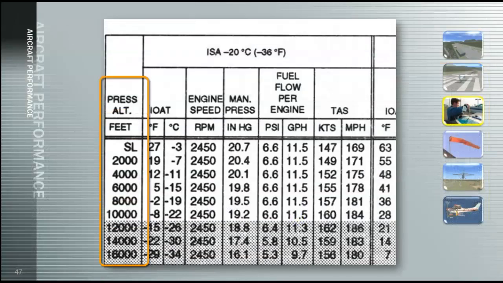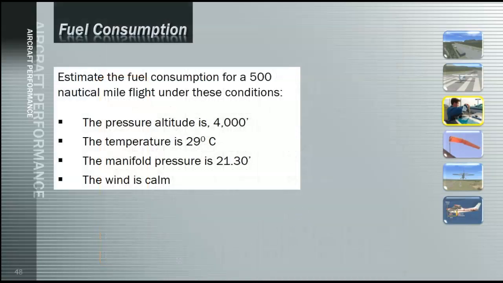If you take a close look at the table, not only do you need to determine the temperature as it's related to the standard temperature, but you also have to determine your pressure altitude. So let's look at an example. Let's try to estimate the fuel consumption for a 500 nautical mile trip under the following conditions. Pressure altitude will be 4,000 feet, and the temperature at that altitude is 29 degrees C. The wind is calm, and we'll look for a manifold pressure setting of around 21.3 inches.